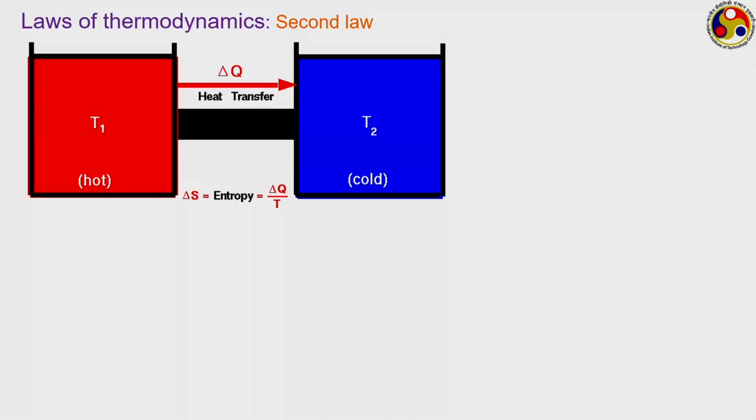Like shown in this particular case, you have 2 bodies at temperature T1, or maybe we take temperature TH just to be consistent with the previous slide, and temperature T2, let us say temperature TC. So, some amount of heat transfer is taking place, and it is always said that if TC is lesser than TH, then the direction of heat transfer will always be from 1 to 2.